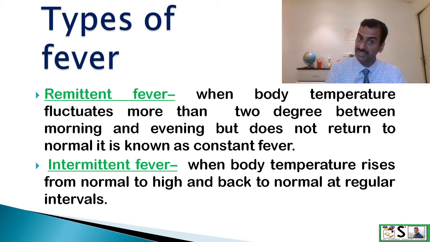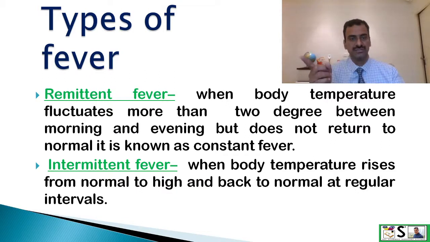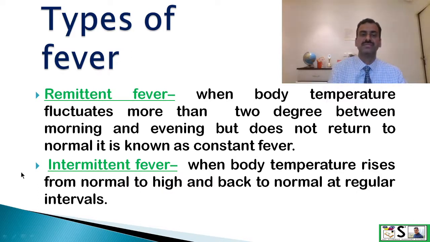Remittent. What is remittent fever? When the body temperature fluctuates more than 2 degrees between morning and evening and does not return to normal, then it is known as remittent fever. It is written wrong here. It is actually remittent fever. Intermittent fever. When the body temperature rises from normal to high and back to normal at regular intervals, then it is known as intermittent fever.